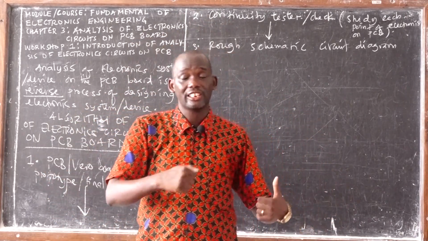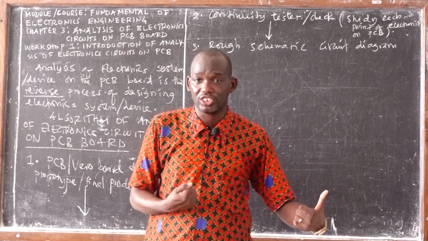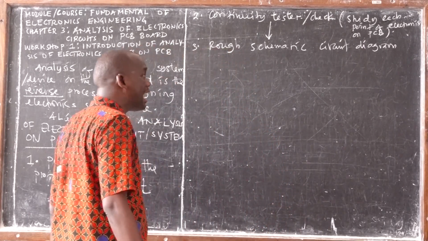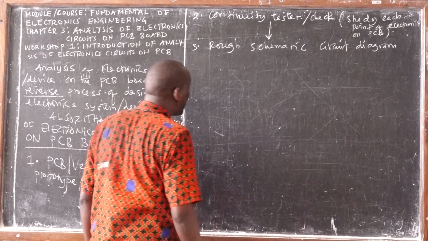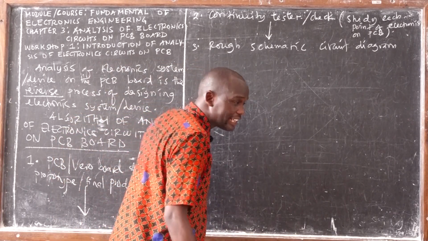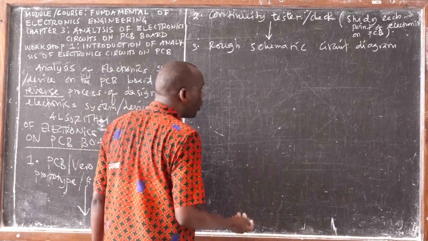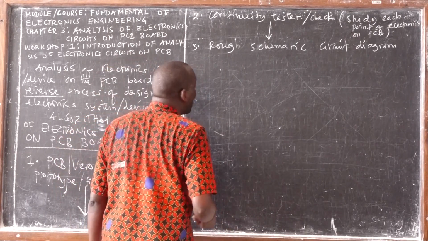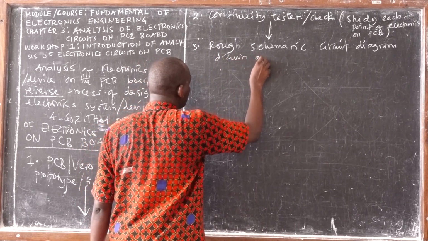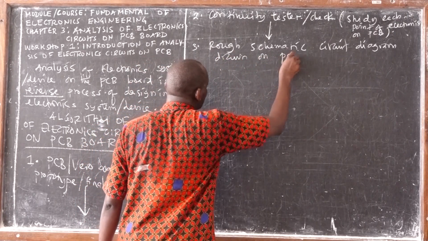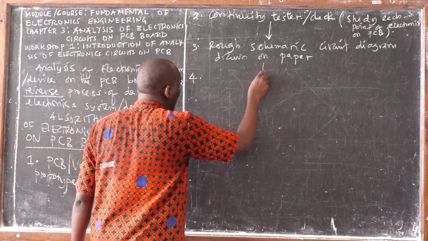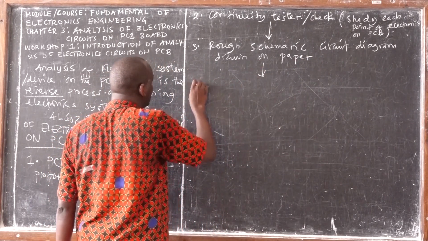That's why we say that you have to use skills and knowledge of electronics. Are we together? So you'll come up with rough schematic circuit diagrams, mostly drawn on paper. So it means that it's drawn on paper. Then we go for the first step.